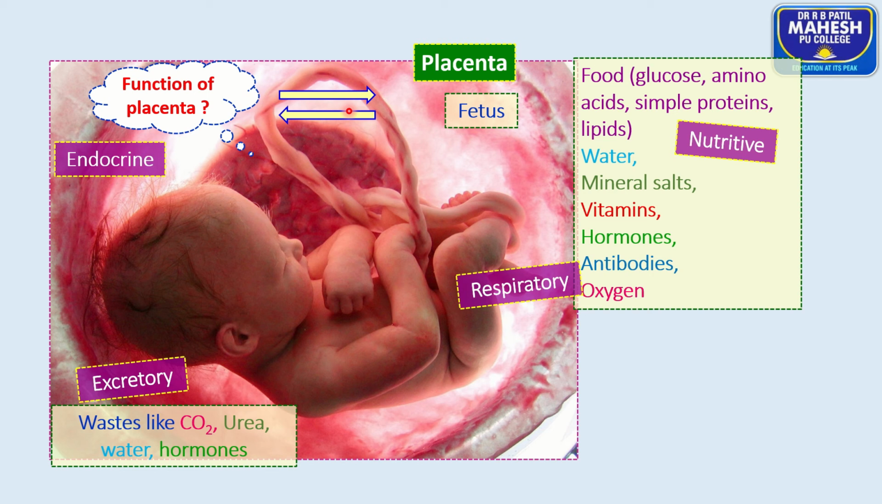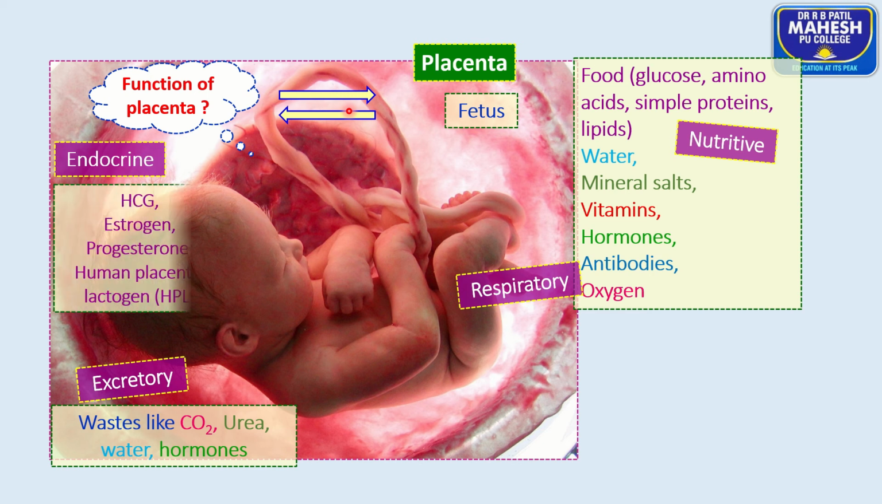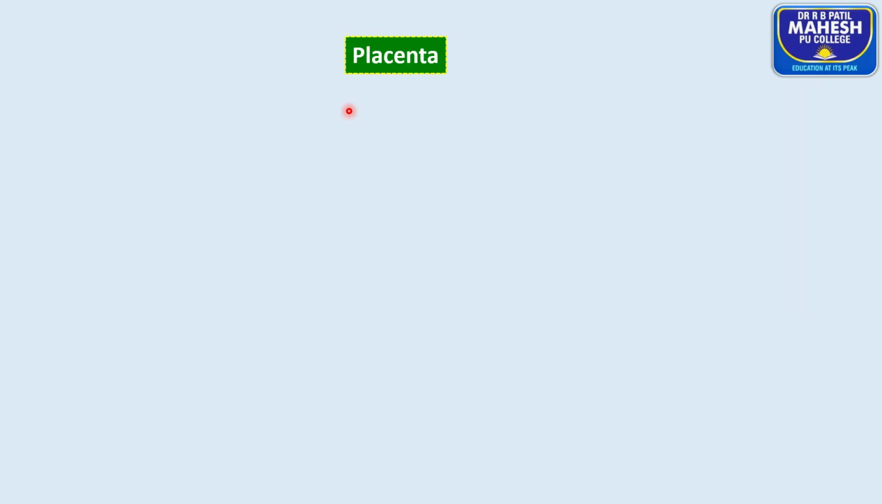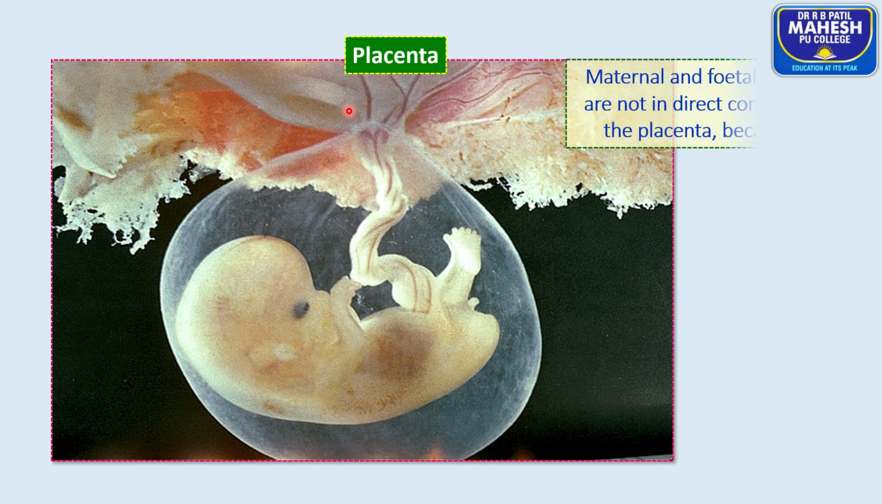Lastly, we'll move on to the last function: the placenta acts as a temporary endocrine gland, because it secretes hormones such as human chorionic gonadotropin, estrogen, progesterone, human placental lactogen, and relaxin. So these are the hormones secreted by the placenta.